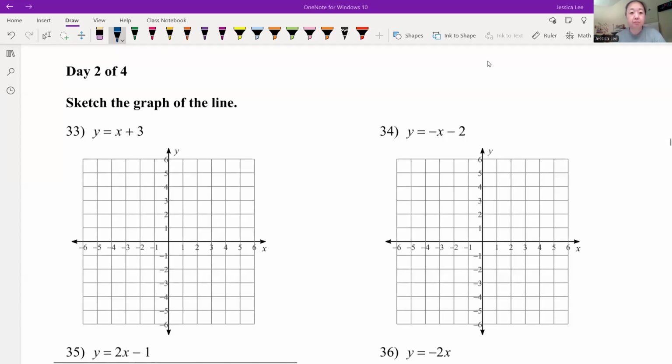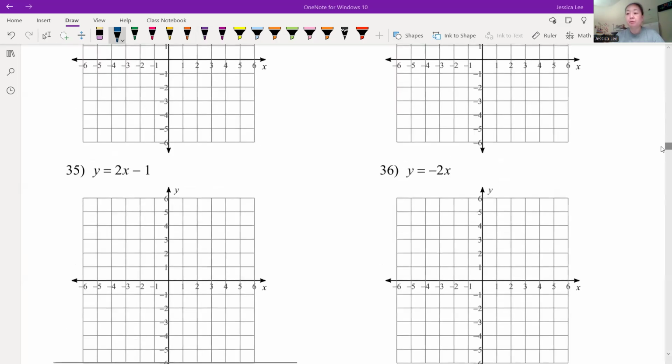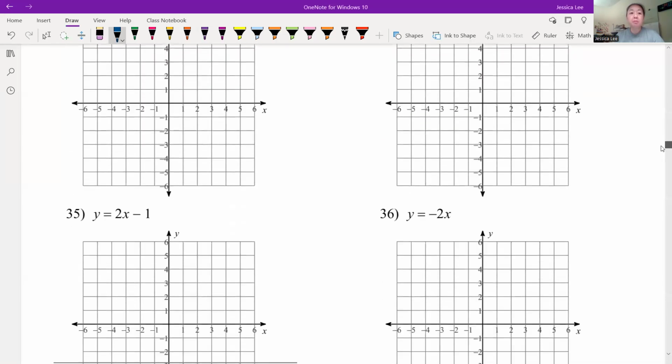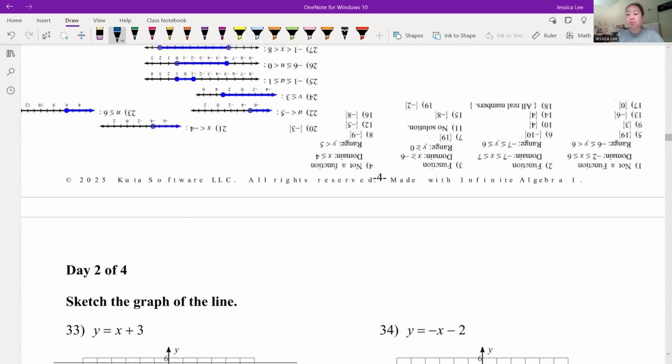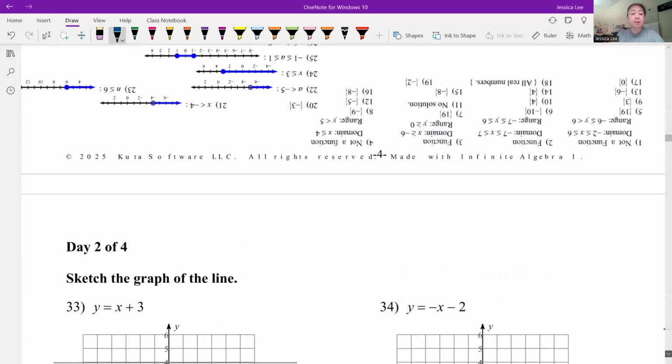Welcome to day 2 of 4. All right. This one is all about graphing. It's literally all graphing. Again, for 33, for the next 4 problems, they're all slope-intercept form. So we're going to look over 3 different kinds of forms. This is the first one and the most common one.